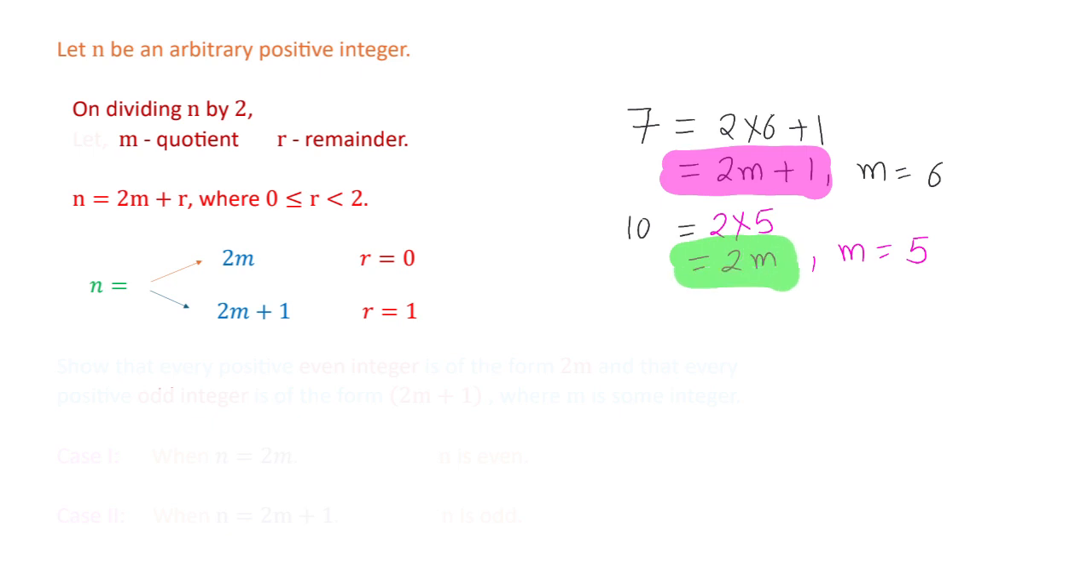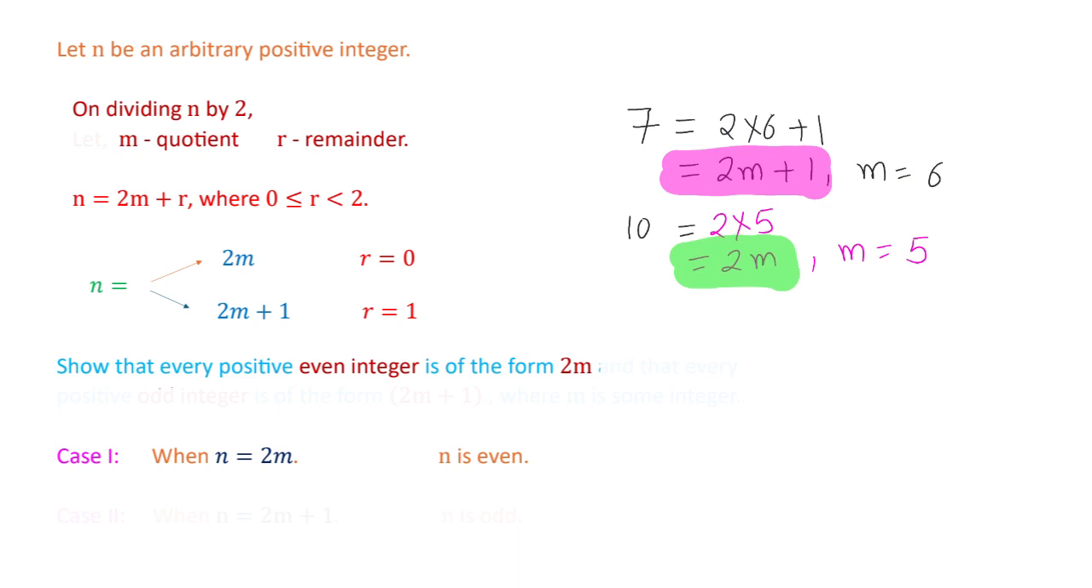Now, based upon this observation, we are going to solve a problem. It is: show that every positive even integer is of the form 2m. This is the first part. We have seen that if n is any arbitrary positive integer, then either n is of the form 2m or of the form 2m plus 1. In the first case, if n is of the form 2m, then clearly this number will be even. So this proves the first part of this question.